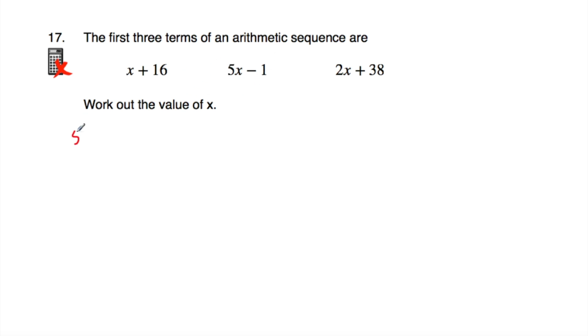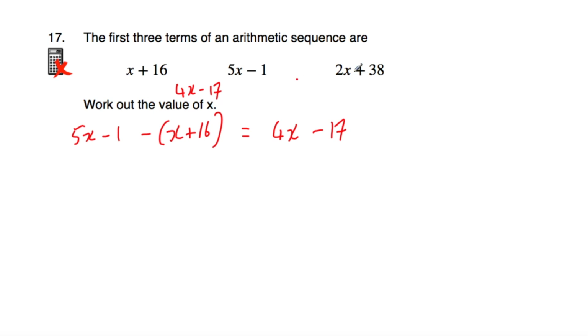So let's do the second term, 5x minus 1, and let's take away the first term, which is x plus 16. So we're going to do 5x minus 1, take away x plus 16. And we're going to see what that is. So 5x, take away x would be 4x, and then minus 1, minus 16, well, minus 1, take away 16 would be minus 17. So that means the difference between these two terms is 4x minus 17. And that makes sense, because if you've got x and you add 4x, you get 5x. And if you've got 16 and you take away 17, you get minus 1. So that's the difference between those two terms.